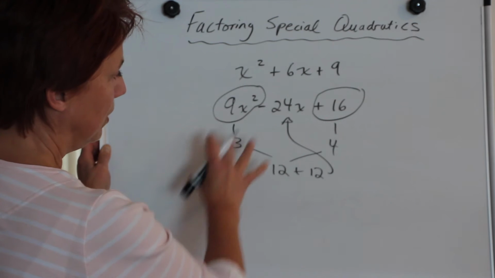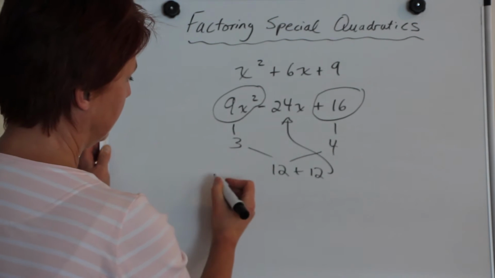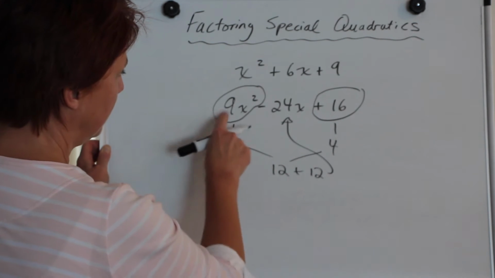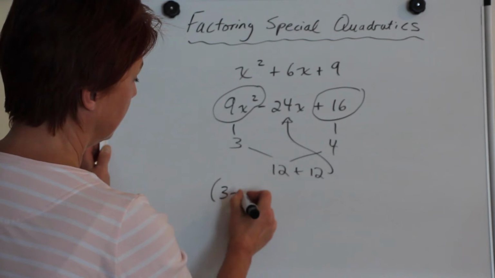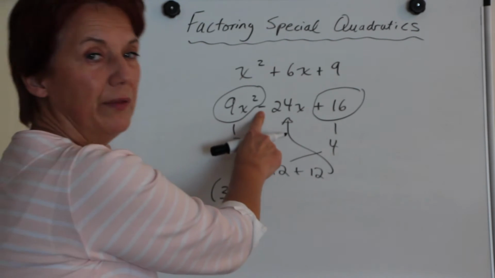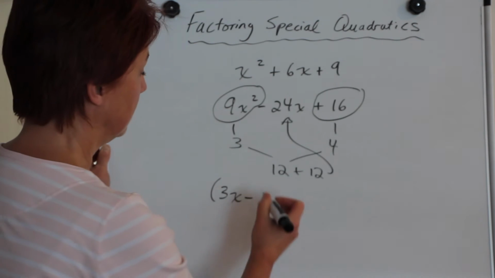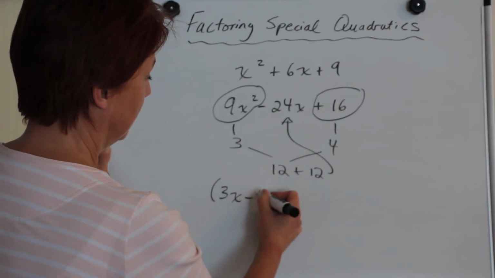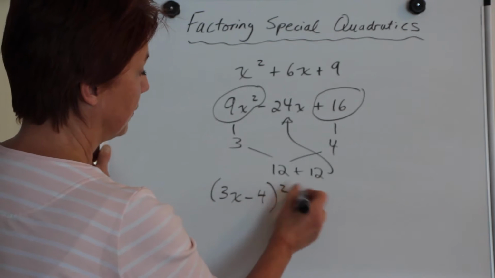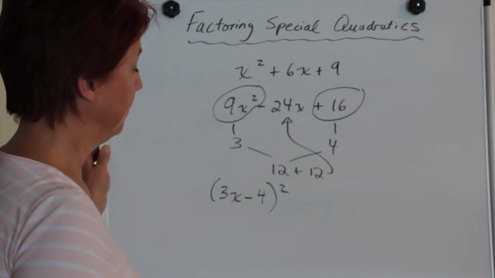So then, once you've got this and you've got it figured out, here's how it factors. You take the square root of the first term, you take this sign, whatever sign that is. If it's a minus, you put a minus. If it happens to be a plus, you put a plus. Then you take the square root of that term, which is 4, and you put a square on the outside, and that's it, you're done, okay?